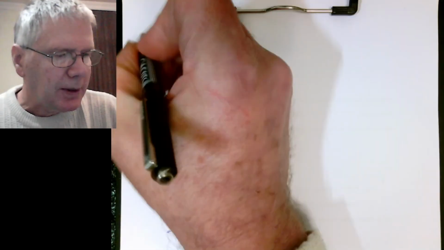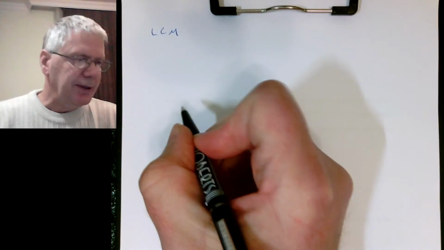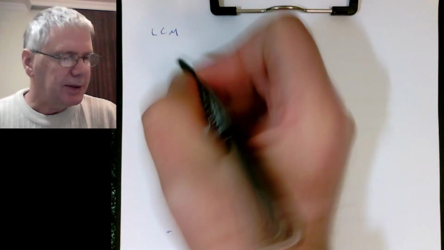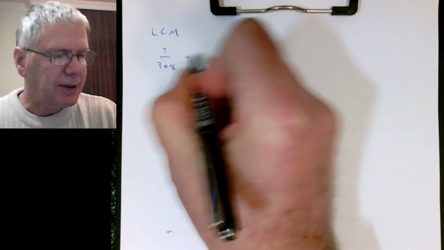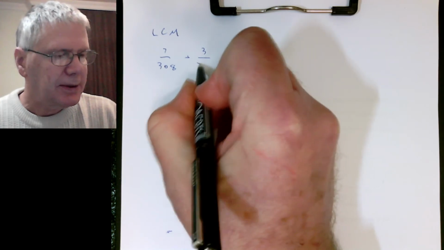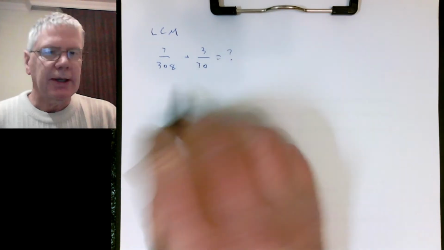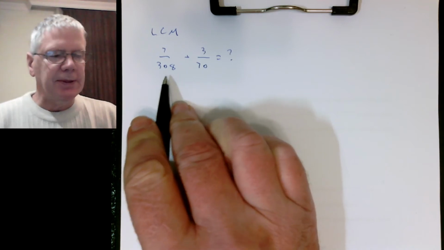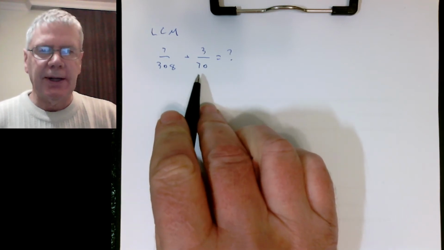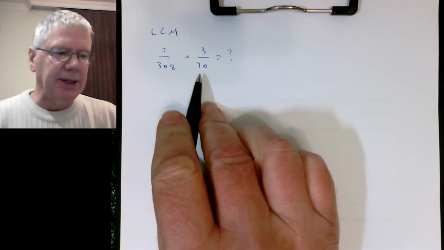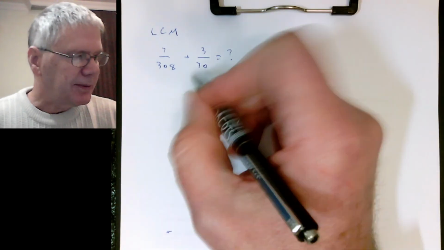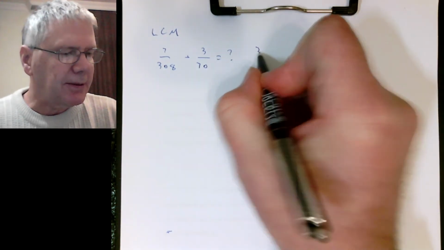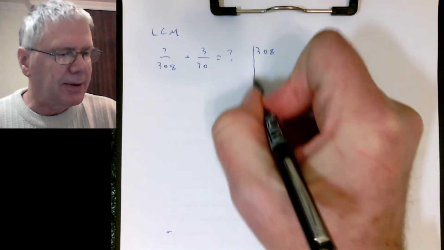the least common multiple. So let's say we want to add two fractions here. Let's say we have 7 over 308 plus 3 over 70. Well, I need a common denominator here, so I need a multiple of both 308 and 70. And I want to use the least multiple, the smallest multiple I can. So let's go back and use our prime factors for that. 308, let's find the factors of each of these. There's 308.